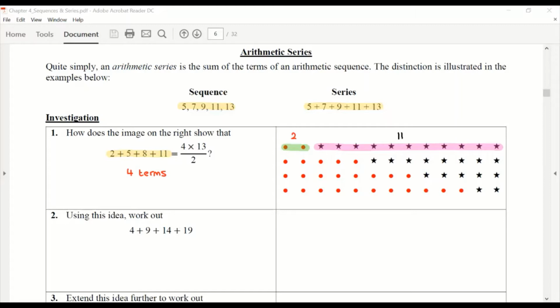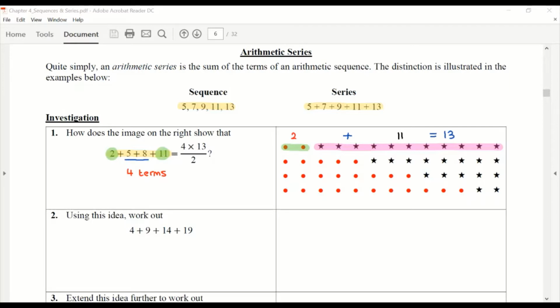Well, if you go back over to the summation on the left, you'll be able to see that 2 is our first term. That's our A value for our sequence. So 2 is our first term and 11 is our final term. And you'll notice that if you add those 2 numbers together, you get 13. In fact, if you add up the middle 2 numbers, you will also get 13. So 5 add 8 is also 13.